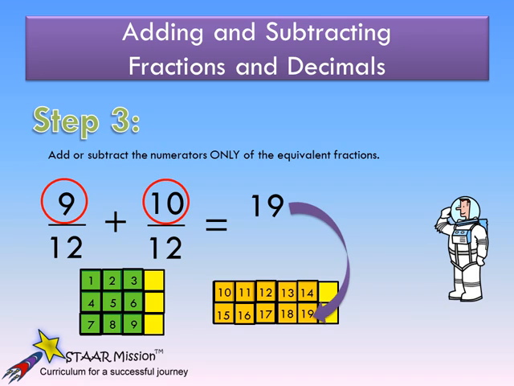This is the same as the total number of squares representing the parts of each whole unit. We leave the denominator the same because we are still adding together twelfths, so our denominator remains 12.